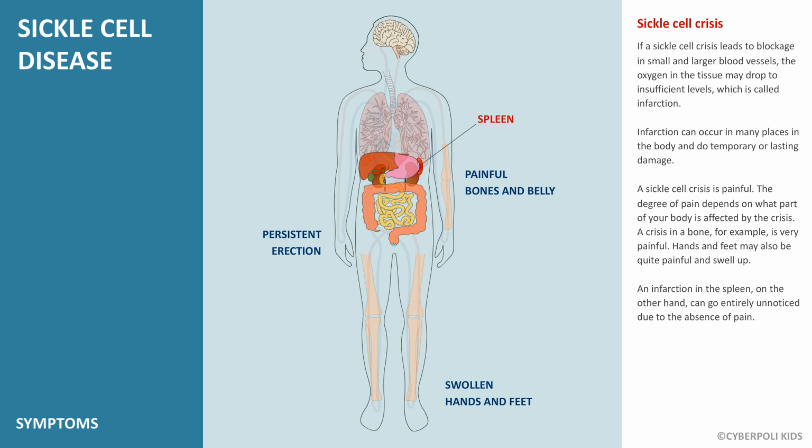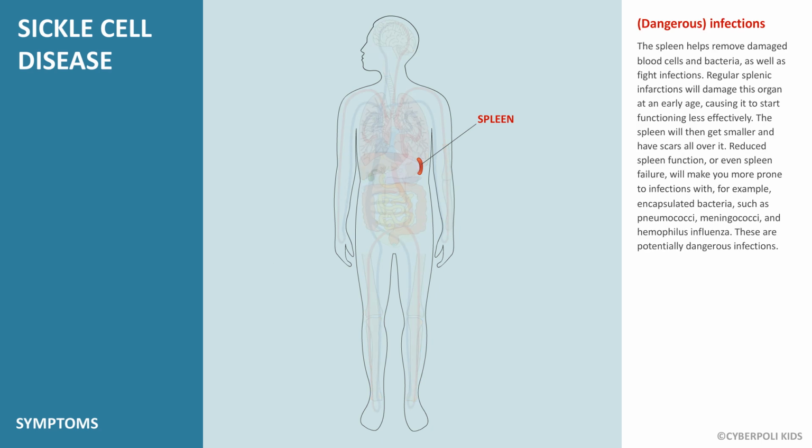An infarction in the spleen, on the other hand, can go entirely unnoticed due to the absence of pain. The spleen helps remove damaged blood cells and bacteria, as well as fight infections. Regular splenic infarctions will damage this organ at an early age, causing it to start functioning less effectively. The spleen will then get smaller and have scars all over it. Reduced spleen function or even spleen failure will make you more prone to infections with, for example, encapsulated bacteria, such as pneumococci, meningococci, and Haemophilus influenzae. These are potentially dangerous infections.